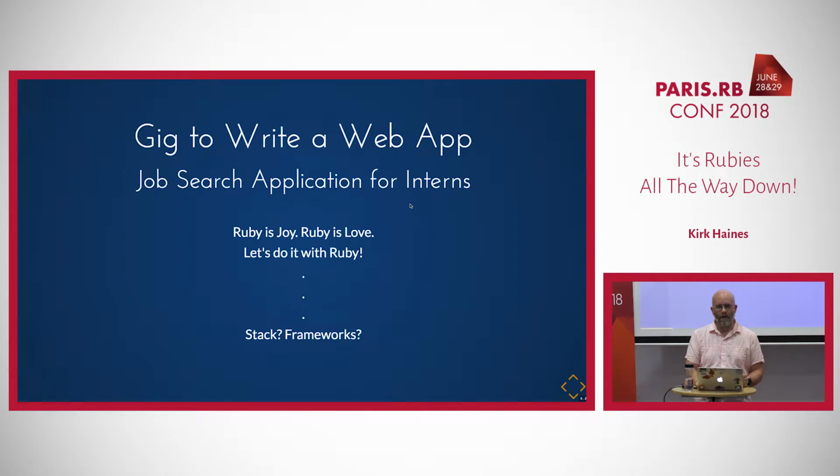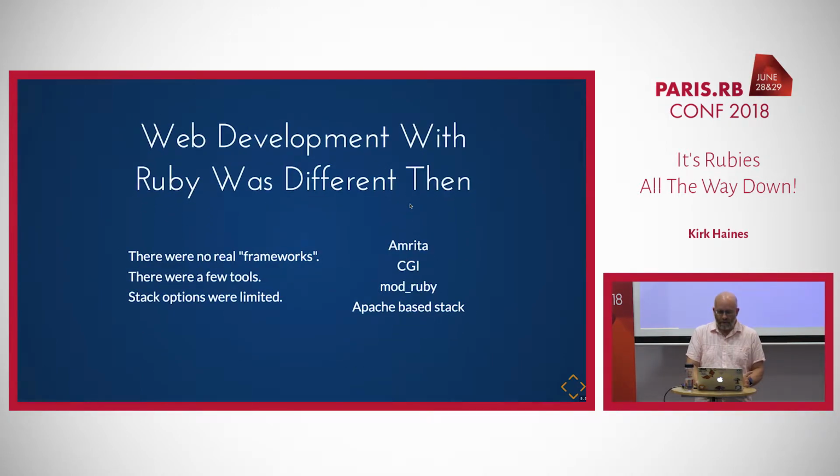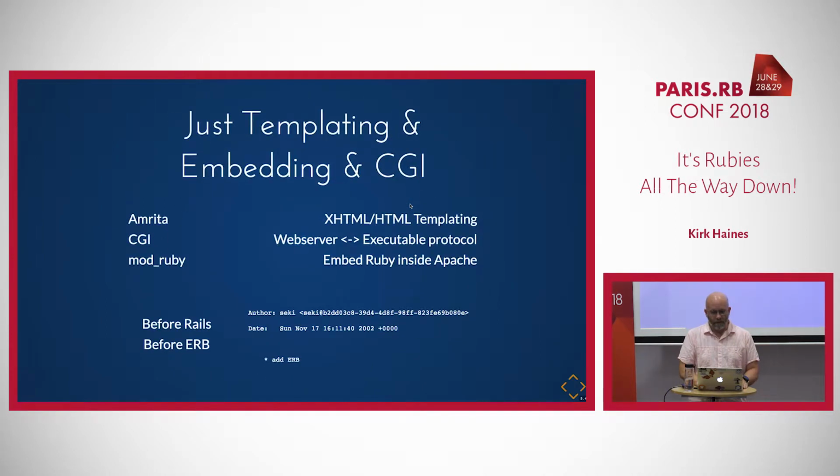I was supposed to write a job search application for college interns. And so I said, all right, let's do it. And what I found is that there were no real frameworks for web development in Ruby then, and there were very, very few tools. Some basic templating with something called Amrita, and other than that, you were pretty much on your own. You could use raw CGI, or you could use something called ModRuby, which let you embed your Ruby interpreter inside Apache. This was even before ERB existed.